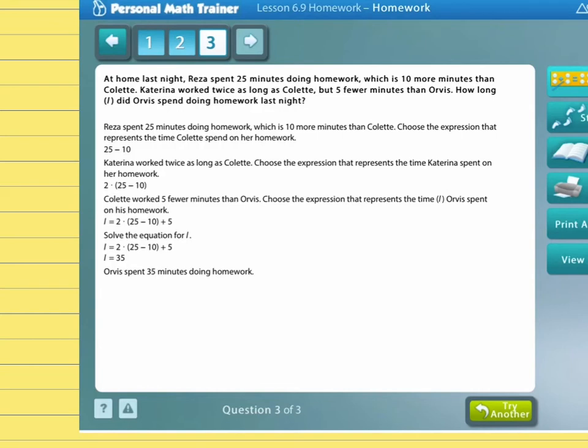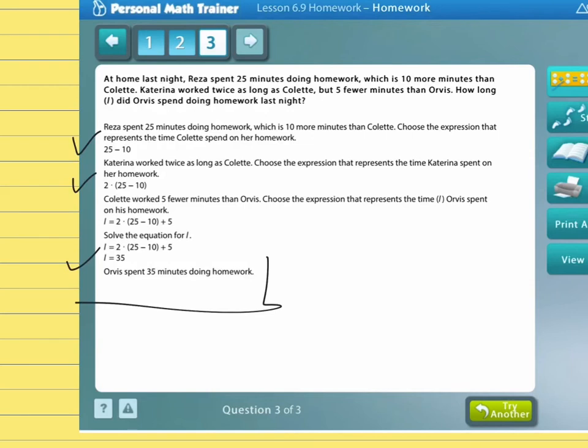So we know Riza spent 25 minutes doing homework, 10 minutes less than Colette, so it's 25 minus 10. We did that. Katerina worked twice as long, so it is, choose the expression that represents the time Katerina spent on her homework. So it did twice as long as that, which is 30, which we have. And then Colette worked 5 minutes fewer than Orvis, so you would actually do twice and add 5. And so we got that. I don't like this explanation as much as I do the bar model.